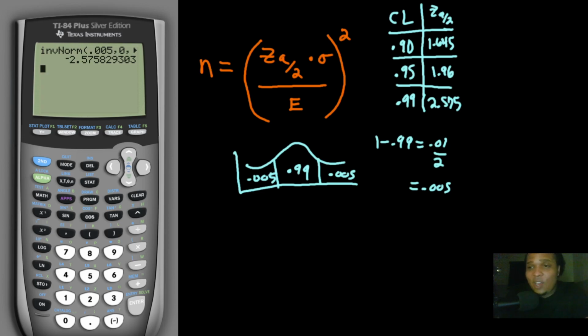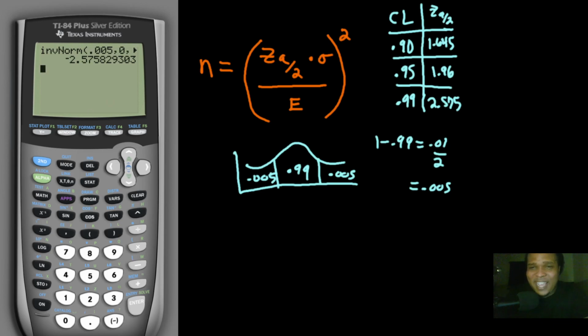Anyway, we already have 2.575 here, so there's no need to go to your calculator. If you ever get 90%, 95%, 99% for your confidence level, you can have the three values waiting for you right there. So it should be in a table. If not, just write them down till you memorize them. They're not really that hard to memorize.